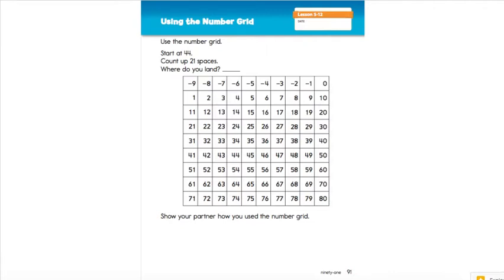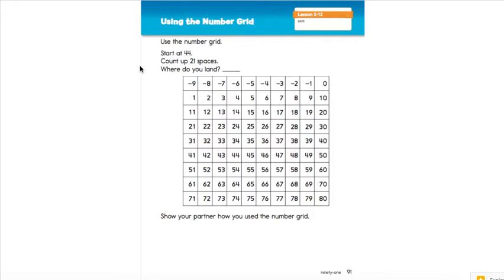Okay? Now, here's our practice problem. It wants you to use this number grid, okay? It says start at 44, count up 21 spaces. Where did you land? So we're starting at 44 and counting up 21 spaces. Where did you land?